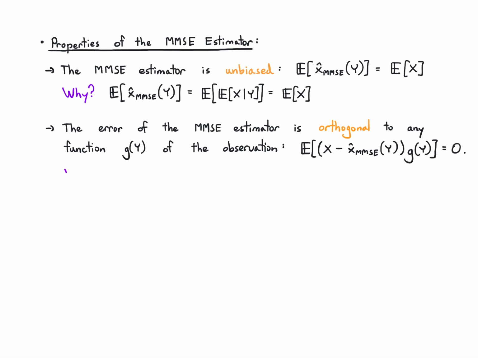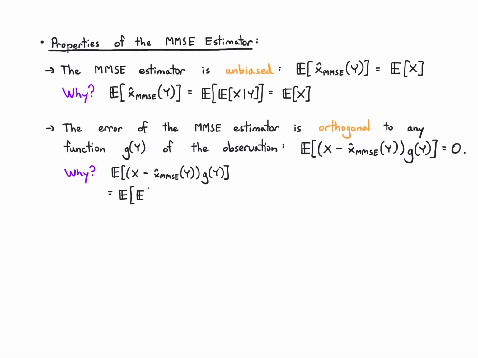So you can think of this as the error being at a 90-degree angle to any possible estimator, on average. So why is this the case? Let's just look at that. Why would this thing be 0?